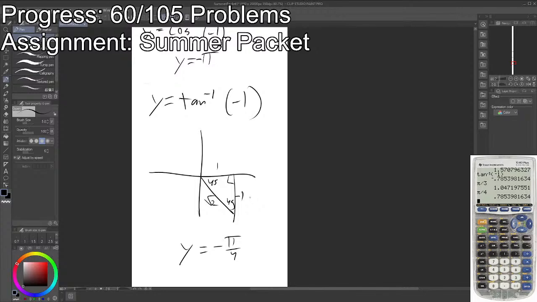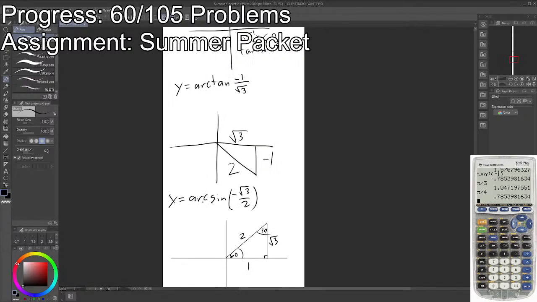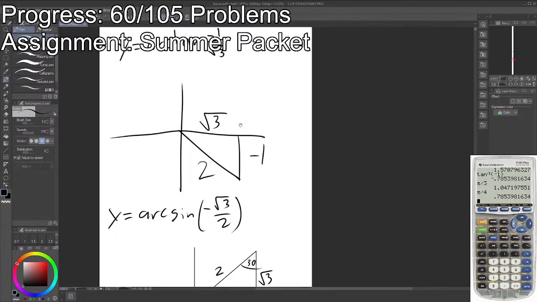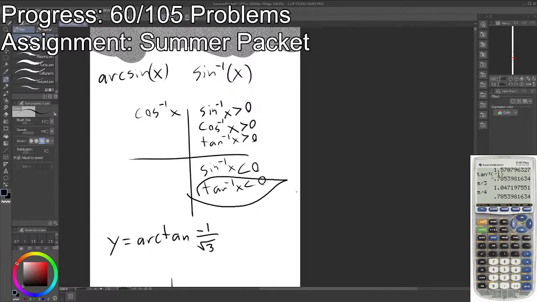Oh wait, no, I see how they want you to do it without a calculator. So you just figure out this is negative. You have negative 1. You look at that chart. Wait, yeah, you look here. Say, okay, x is less than 0. So it has to be down here. Alright.